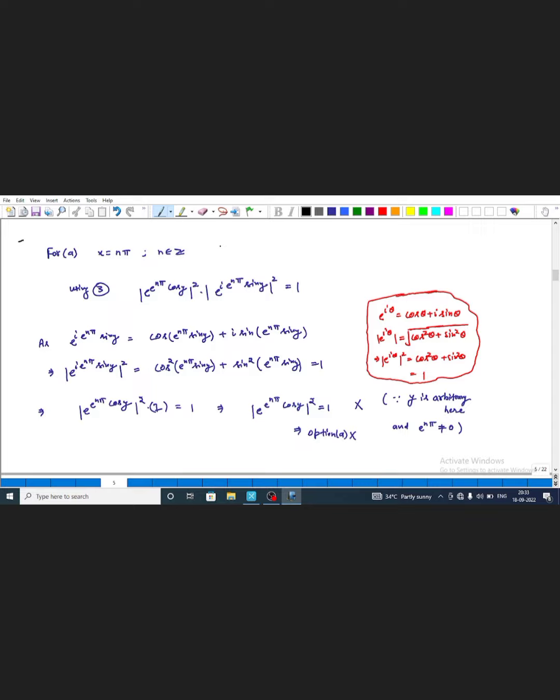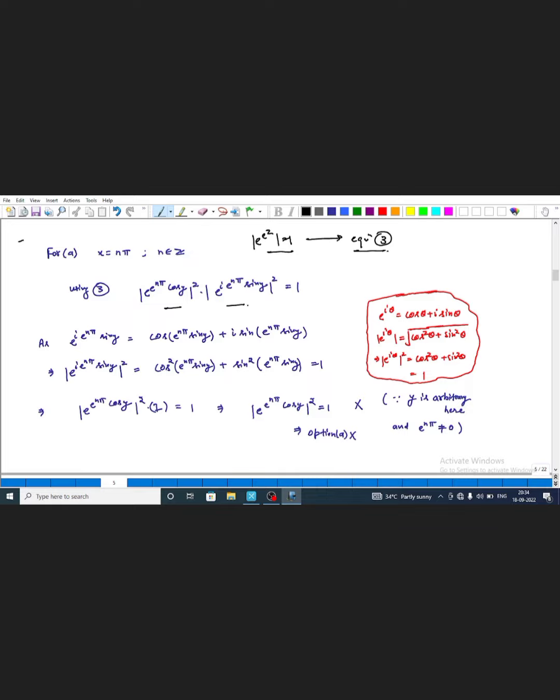In option A we are given that x equals n pi for some integer n. For this option we have to verify that modulus of e power z is equal to 1, which implies equation 3. So to verify this, we just have to verify equation 3. Using 3 for x equals n pi, we have this into this is equal to 1.